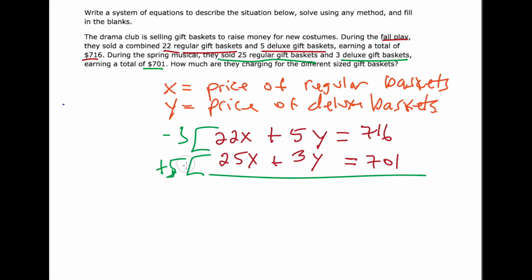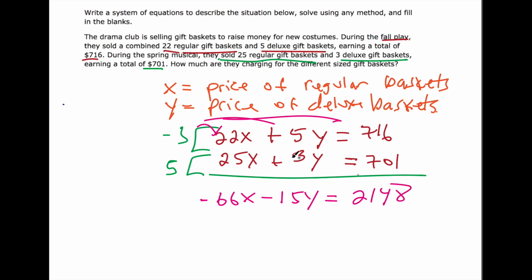Okay, then we distribute. So we have to multiply the entire equation by your new value. So we have -3 times 22, which is -66x minus 15y equals 716 times 3. Quick mental math again: 2148. And negative times negative is negative, negative times positive is negative, negative times positive is a negative.